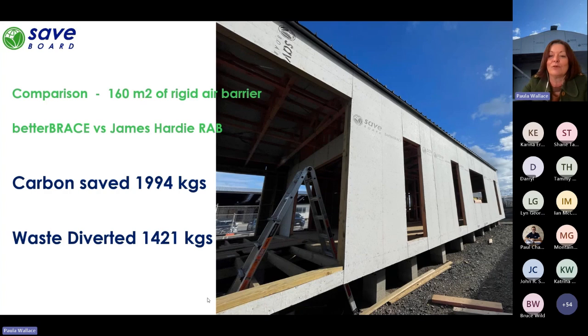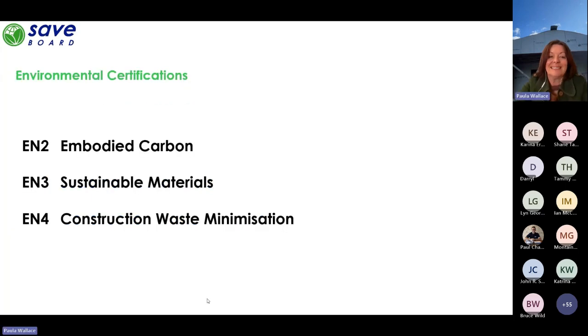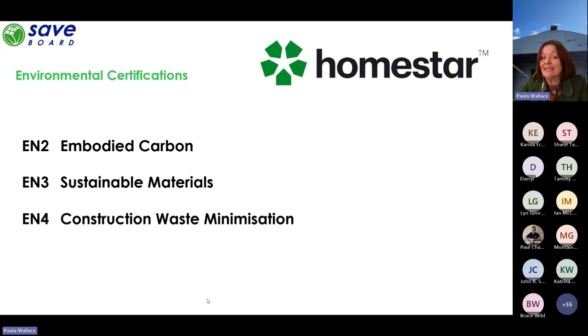1,421 kgs. Great figures. So next we're going to have a real quick look at where the environmental benefits of saveBOARD can be applied when you're looking to gain an environmental accreditation such as Homestar, Green Star. So Homestar, EN2. So as of July last year, it's now a requirement that all standalone homes calculate and report on their embodied emissions under EN2.